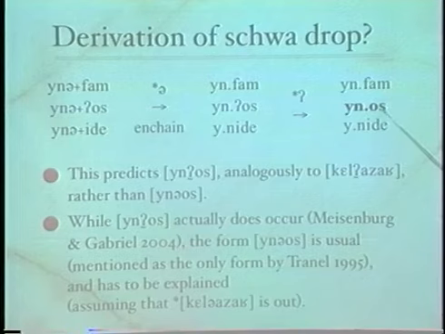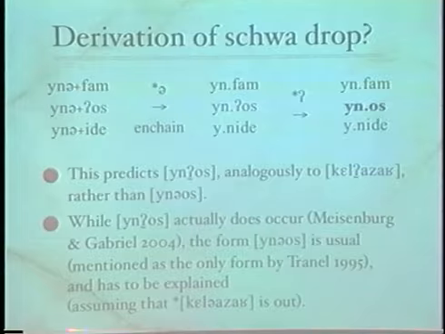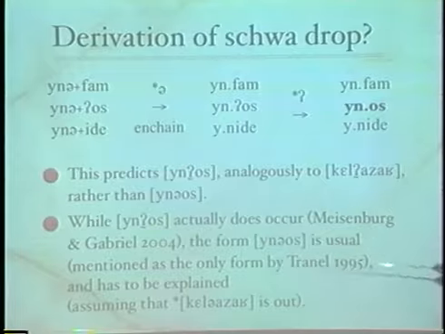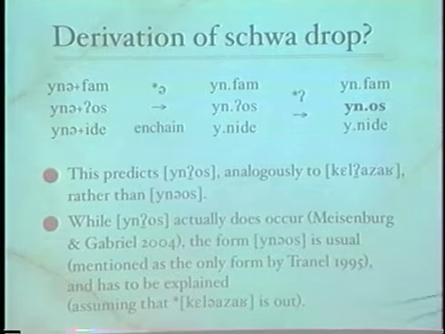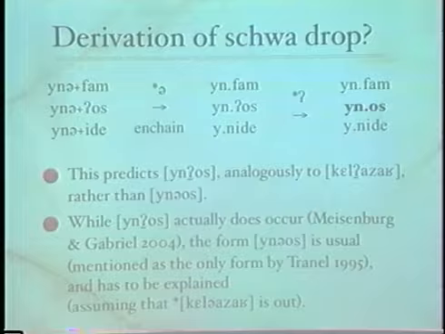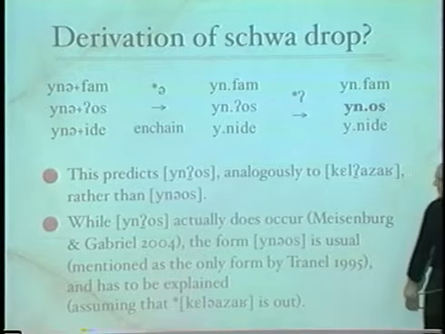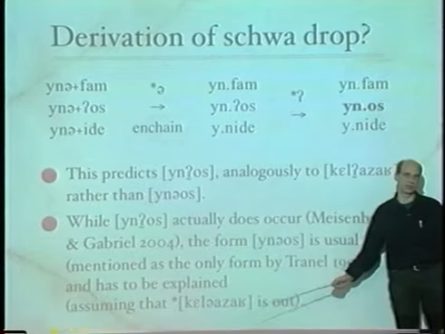This is what you would get if H aspiré acted like a consonant. But you don't get it. You predict une hausse analogously to quel hasard, and while that form actually does occur in a minority of cases, the form une hausse is usual, and Tronel actually mentioned this as the only form. So it has to be explained. Something like that, pronouncing schwa, is impossible with quel hasard or quel héros.